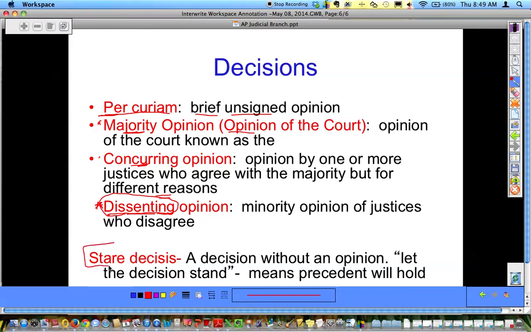This last term, the AP test loves this one. It's called stare decisis. It says a decision without an opinion, basically meaning let the decision stand. Precedent is what has gone before. So Brown versus Topeka is precedent setting because it desegregated schools. Sometimes the court might just say, we're issuing that, this case be upheld, and so Brown would be the precedent. So it's stare decisis. It's the decision without an opinion because the precedent has already spoken and they still agree with it.